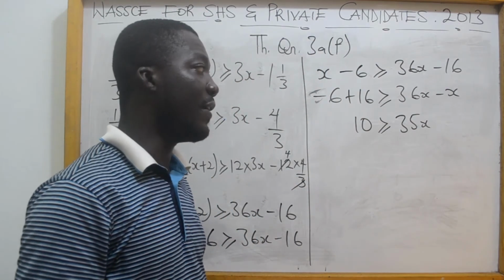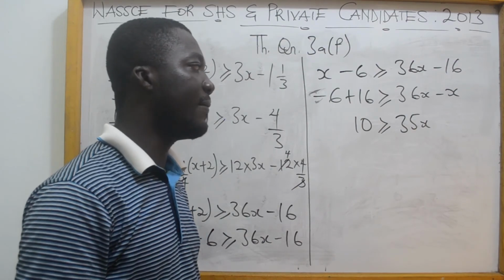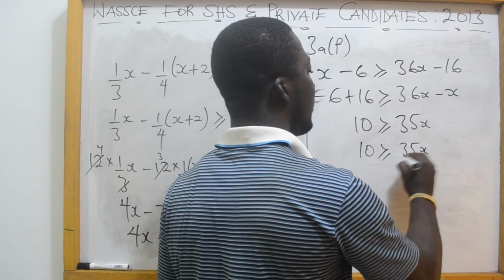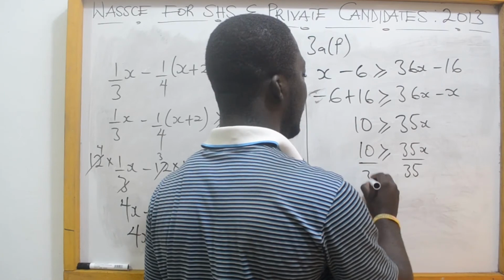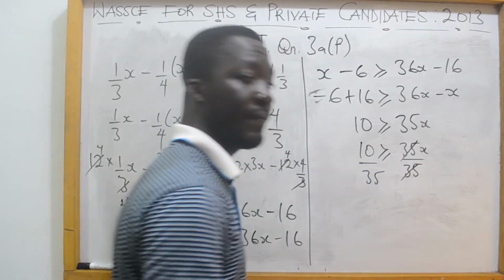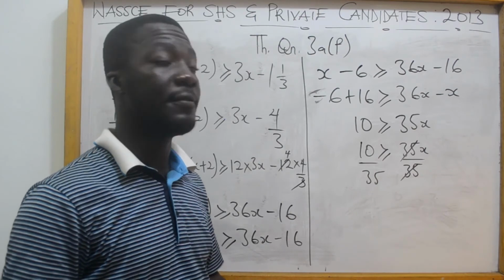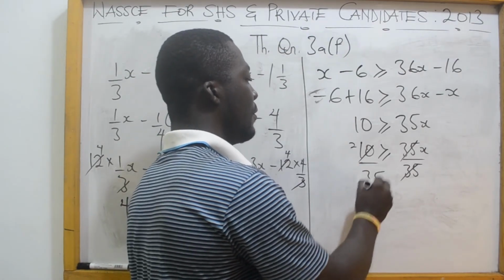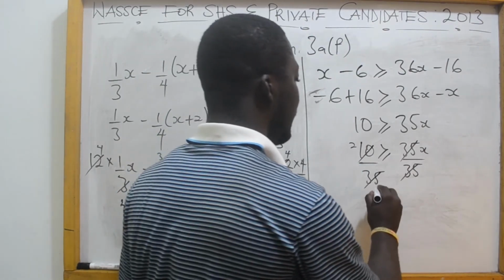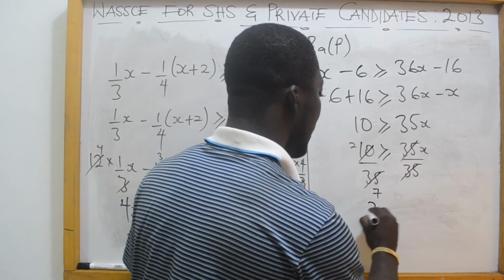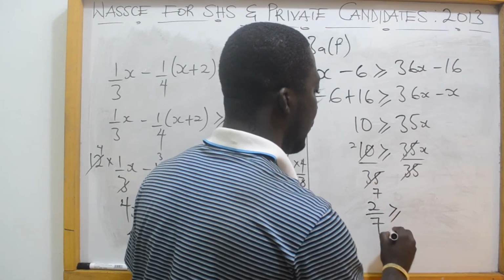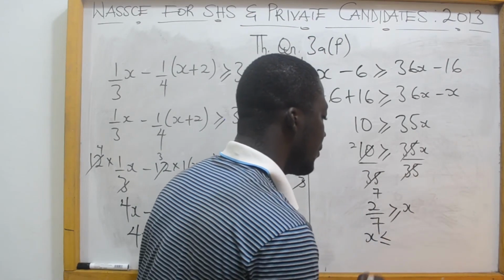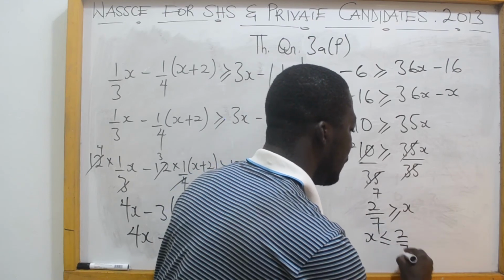So to find x, we divide both sides by 35. 10 is greater than or equal to 35x divided by 35. This one will cancel that. Then a factor 5 can cancel out. 5 into 10 is 2. Then 5 into 35 is 7. So we know that 2 out of 7 is greater or equal to x. So we can say that x is less or equal to 2 out of 7.